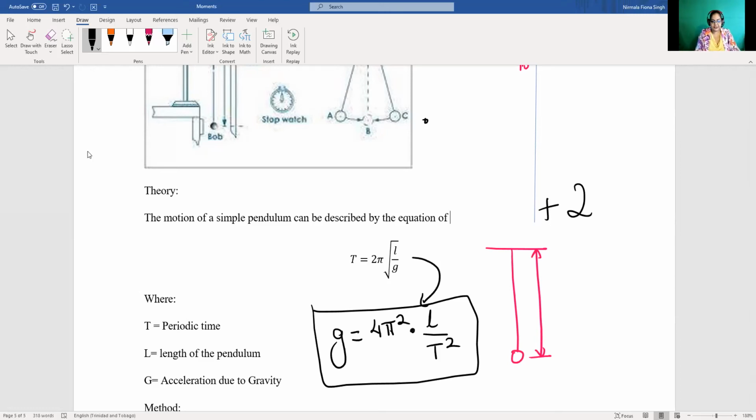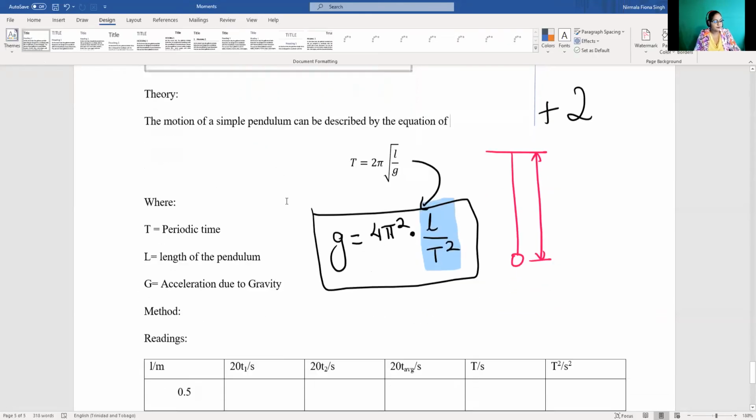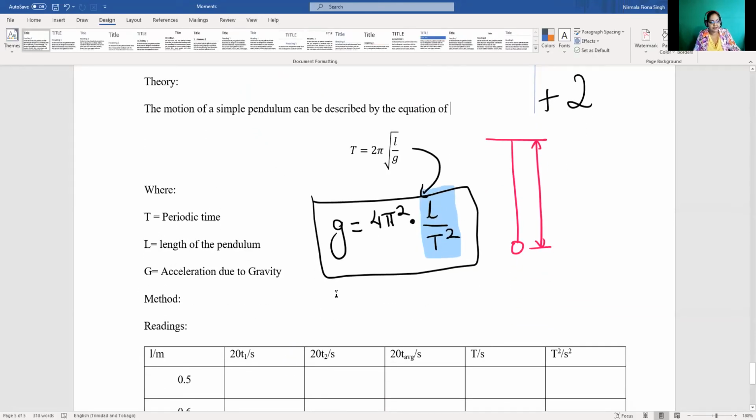All right, so this is our equation. To find g, it's going to be 4 pi squared. So it's going to be 4 multiplied by pi, multiplied by pi, multiplied by L over T squared. Now, please, we are not using just L over T squared from any value. We're going to find this out in a certain way. We're going to come down. We have our method, we have our reading. So what is our method?